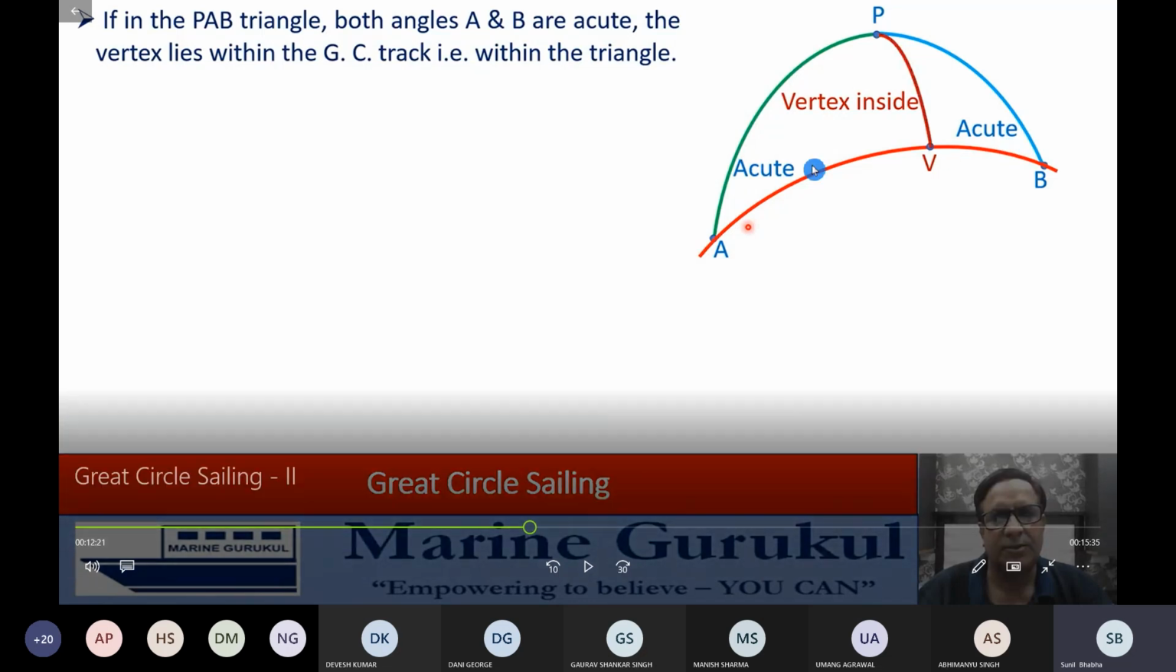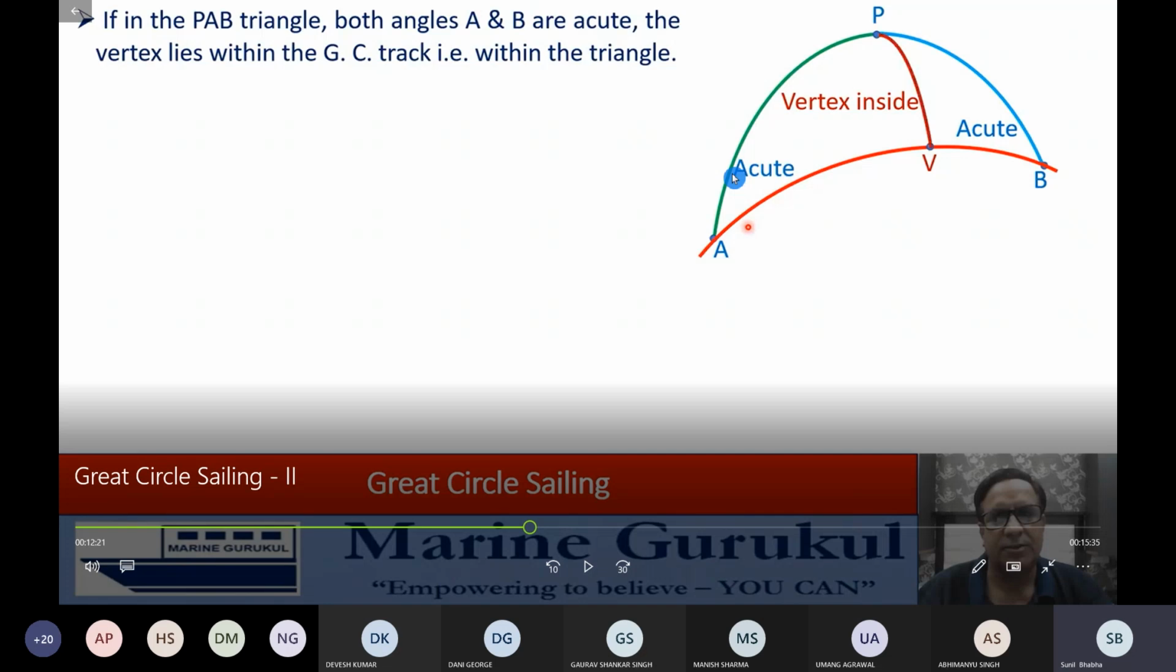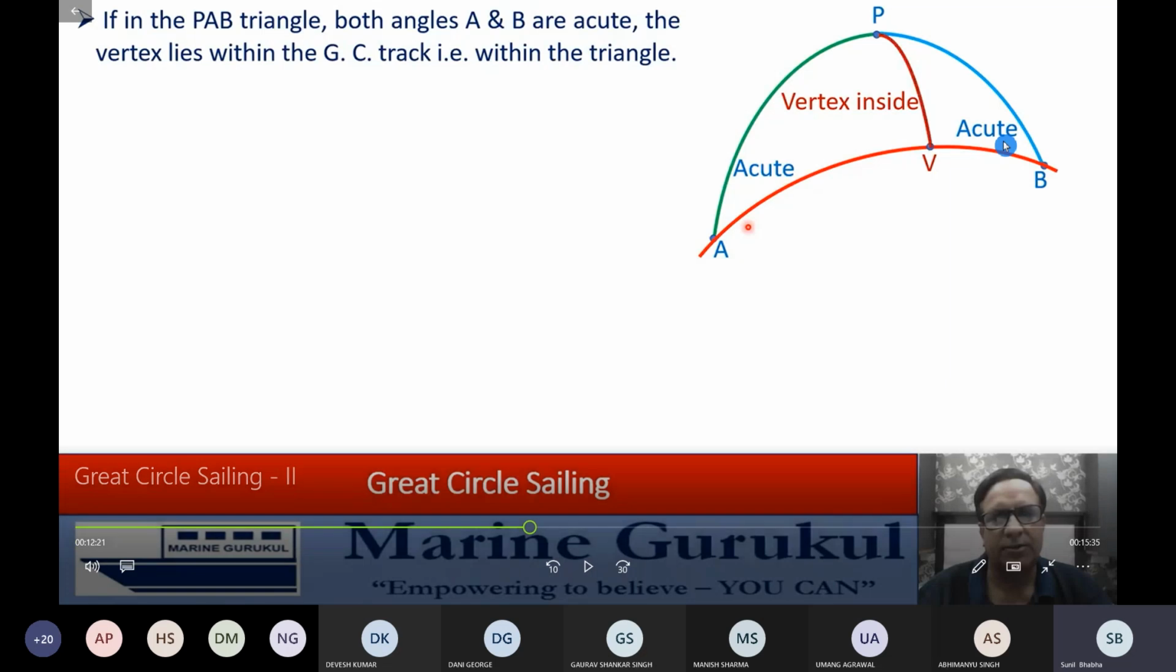Now, once you find these two angles, look at them carefully. Whether these angles are acute, acute means less than 90 degrees, or is any one of them obtuse? Obtuse means greater than 90 degrees. So let us say condition number 1, you checked both angles. Angle A was 30 degrees, angle B was 60 degrees. You saw that both angles are acute, meaning less than 90 degrees.